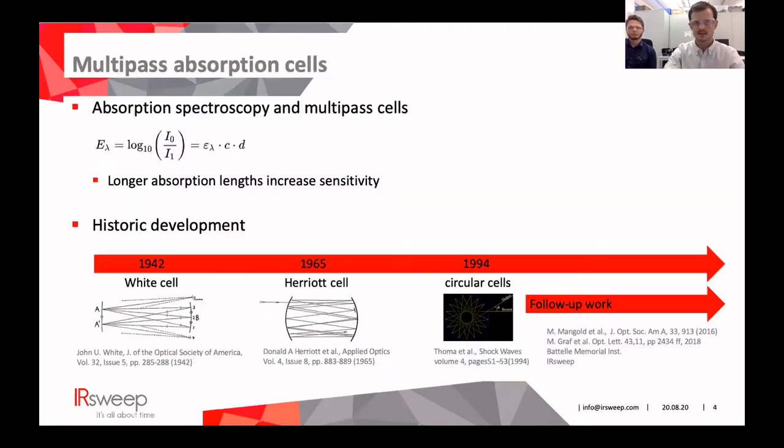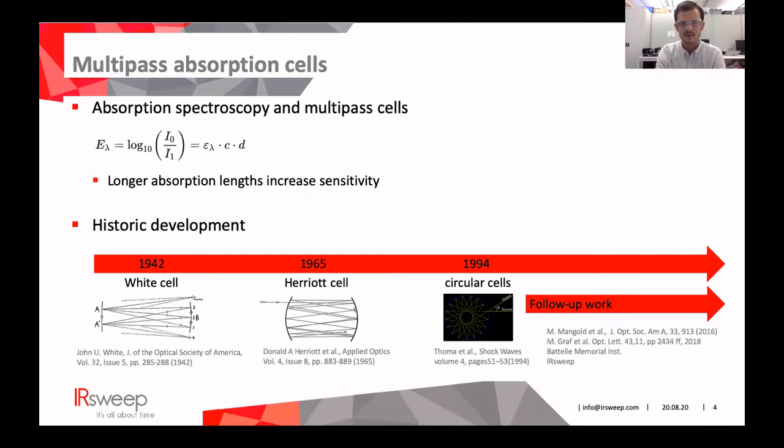So starting with the theoretical part, multipass cells are used in absorption spectroscopy to exploit basically Lambert-Beer's law, which says that light intensity is absorbed exponentially. So if you increase the interaction length between light and your analyte, you will have stronger absorptions. And if you look at a very weak signal, you want to have as long as possible an interaction length between the cell and your analyte.